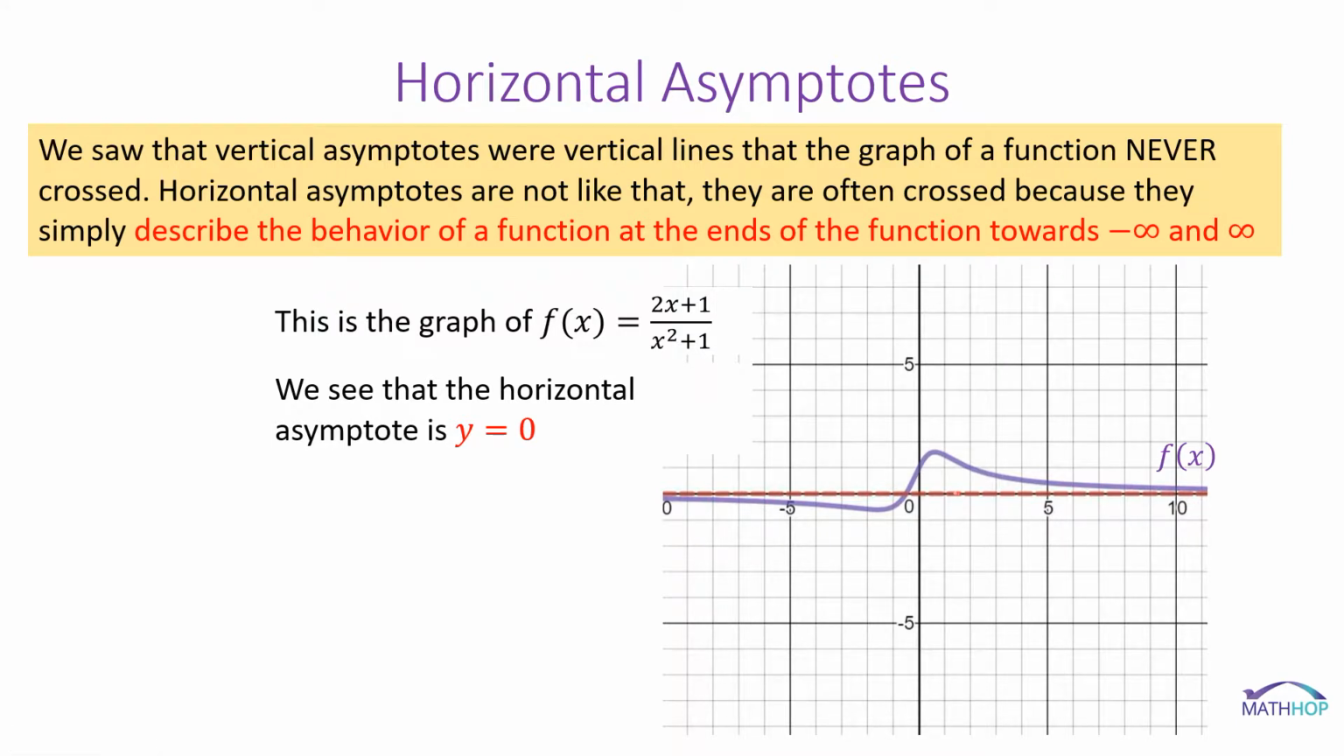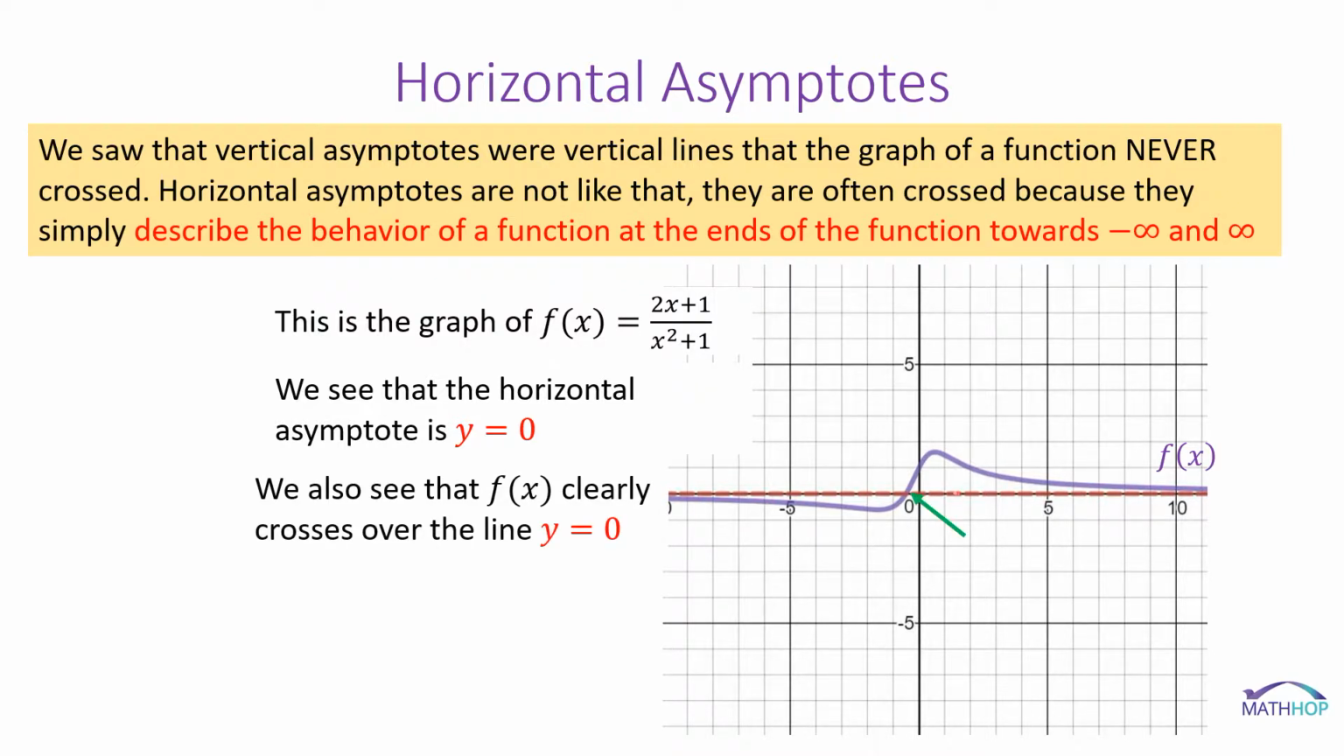But we also see something really weird happening. This graph crosses y equals 0. That doesn't happen with a vertical asymptote. But here we have a horizontal asymptote and the graph clearly crosses it. And again, that's because horizontal asymptotes are different. They tell you what's happening at the extreme values of the function. What do I mean by that?